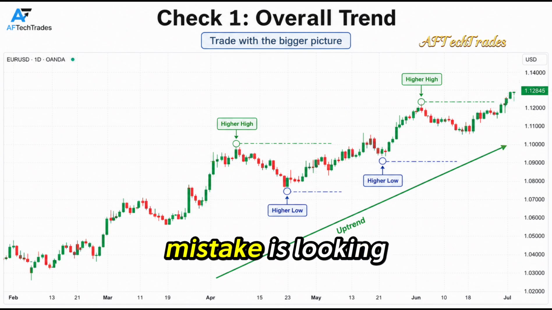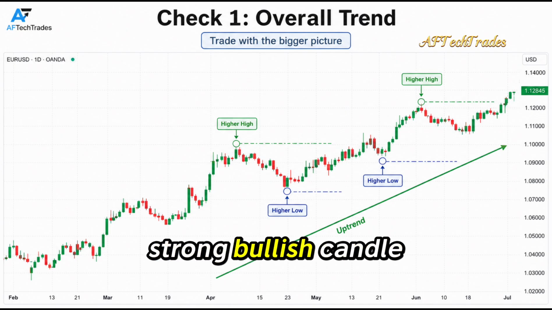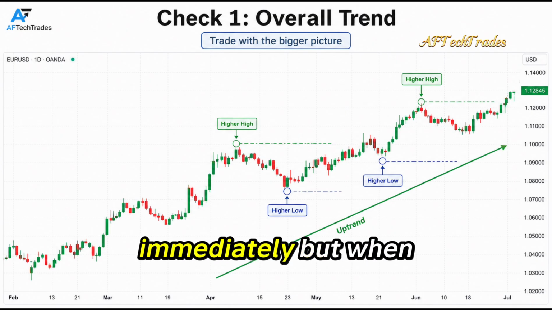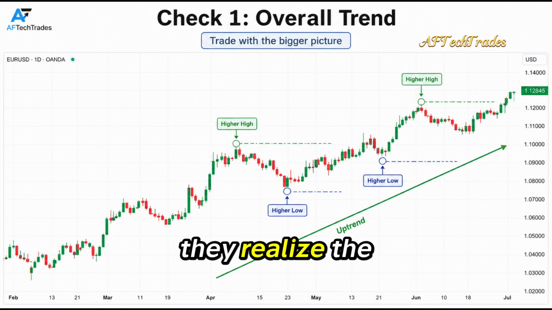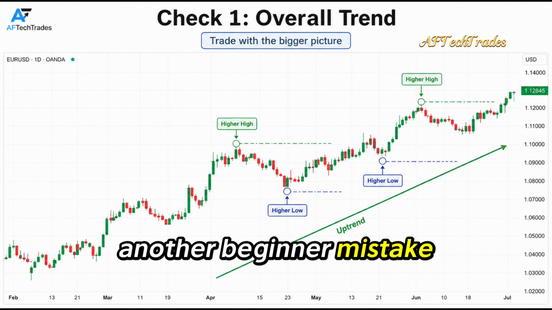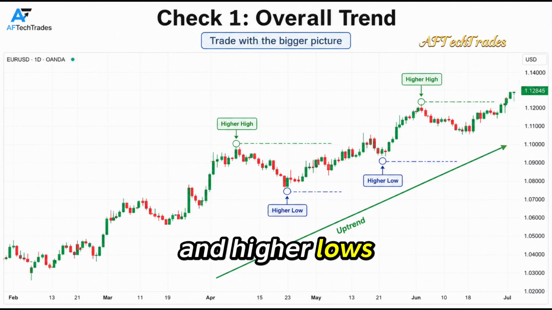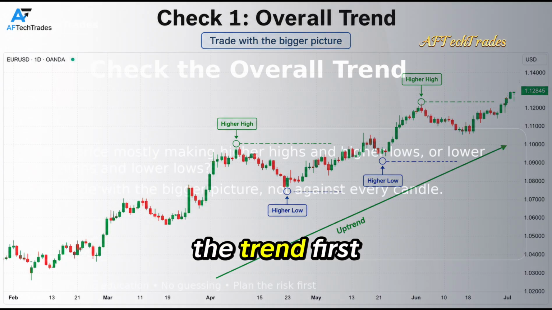A common beginner mistake is looking at only one candle. Price prints one strong bullish candle and they buy immediately. But when they zoom out, they realize the market is still in a downtrend. That bullish candle was only a small pullback inside a bigger selling market. Another beginner mistake is selling just because one candle is red, even though the market is still making higher highs and higher lows. This is why you must check the trend first.